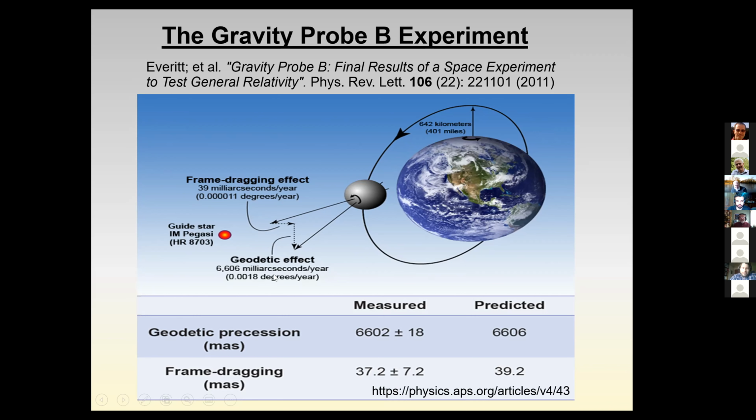And why is that? Because, of course, one of them is much, much bigger. Here's the predicted value, in milli-arcseconds per year. The predicted value for the geodesic precession due to the curvature of the Earth is about 6,000, but frame dragging is much, much smaller. It's about 40. And this is what they indeed measured, and you see that it's consistent. So this is basically the first experimental verification of frame dragging in general relativity.